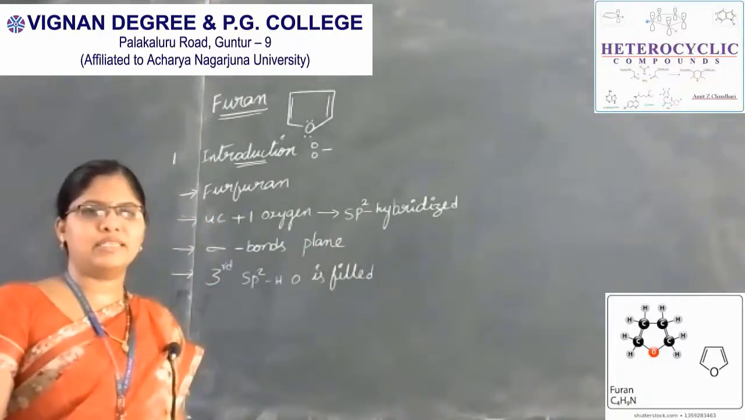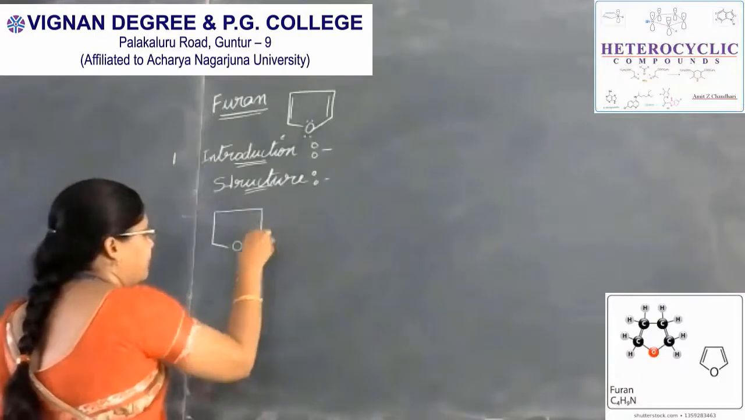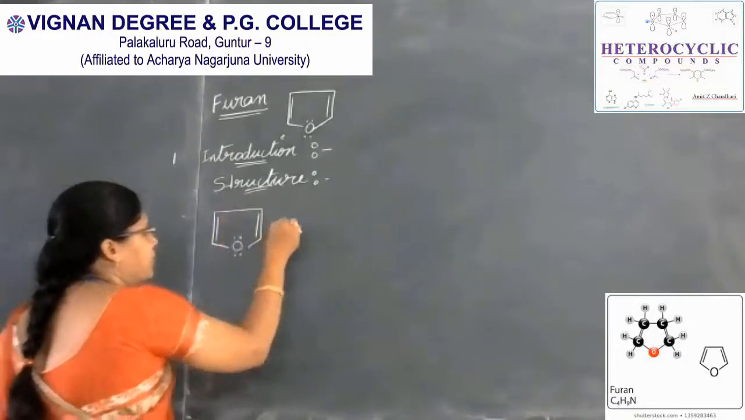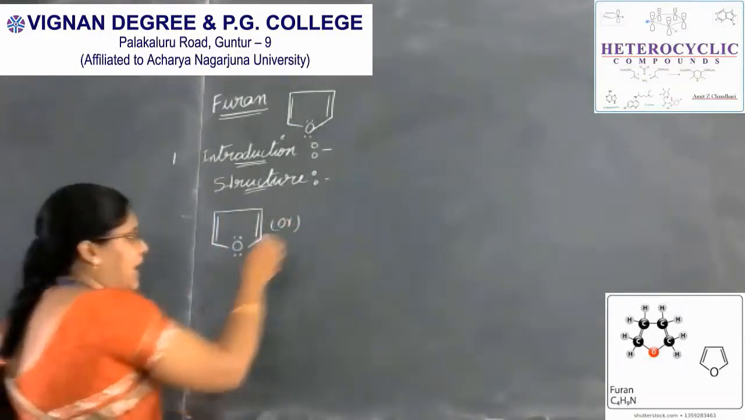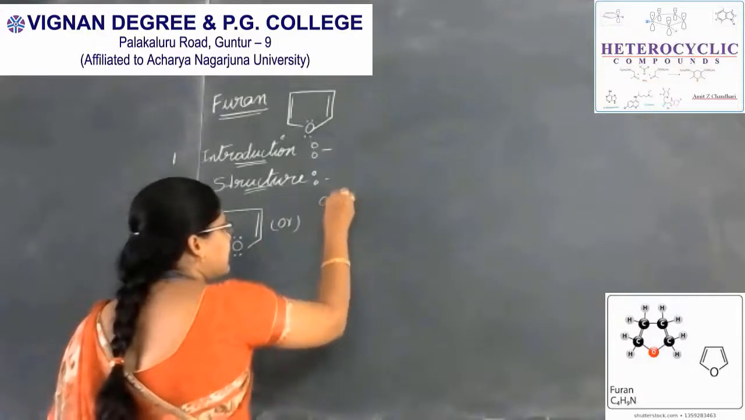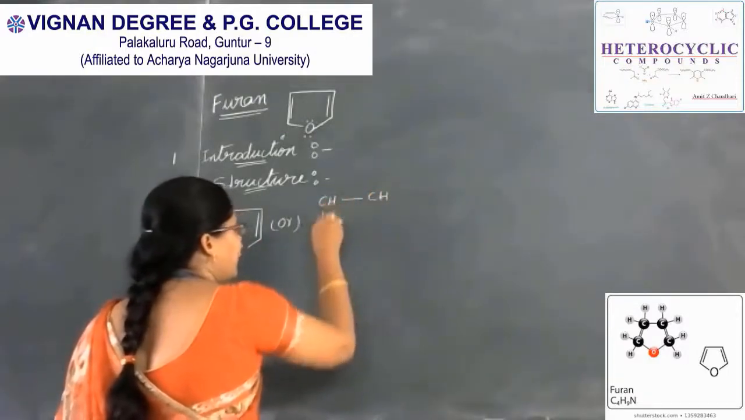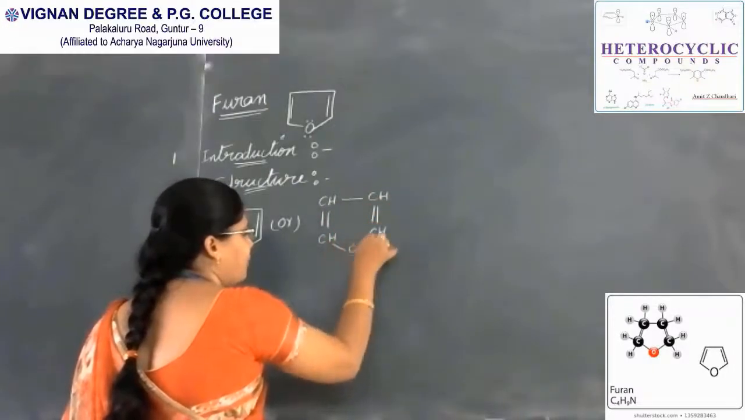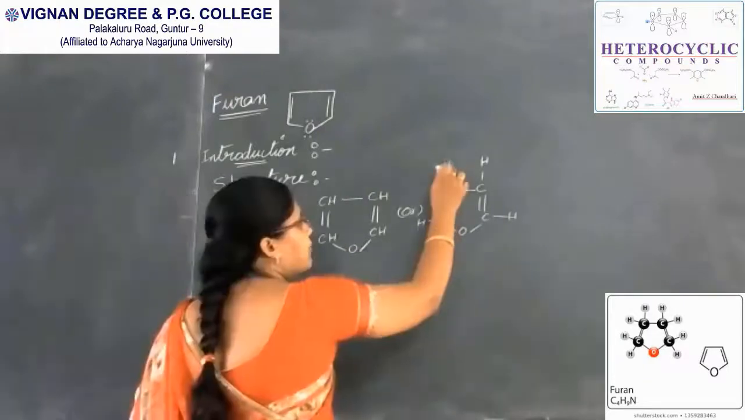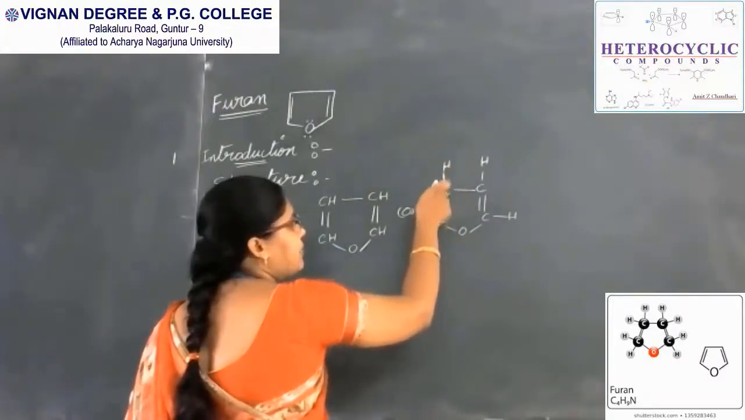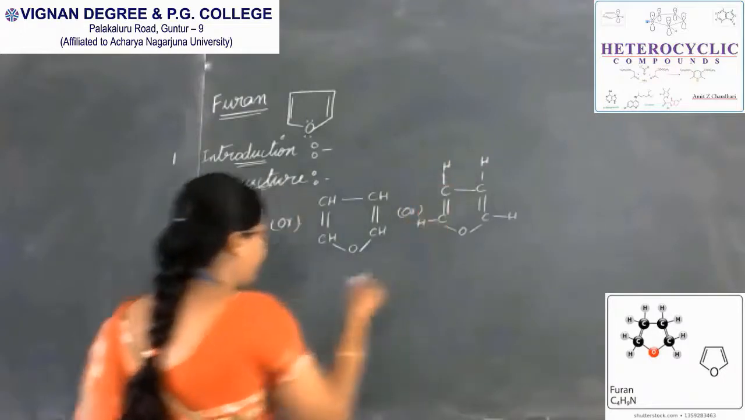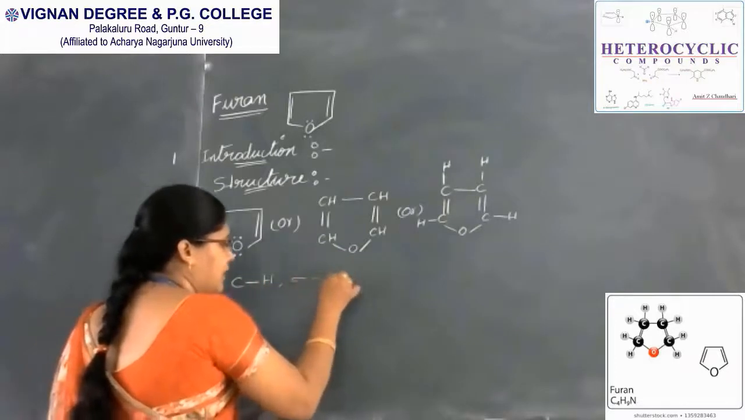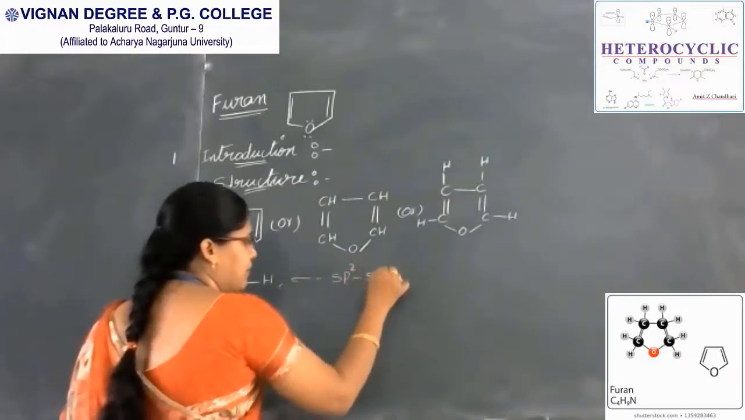And let us see the structure of furan. This is a 5-membered ring. In structure, it is also written as CH double bond CH double bond CH. These are open structures. The bond present between carbon and hydrogen is a sigma bond. That is, the carbon-hydrogen bond is a sigma bond. It is an sp2-s bond.